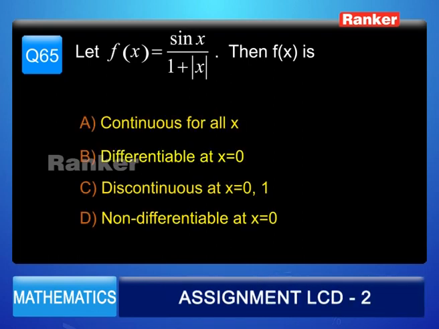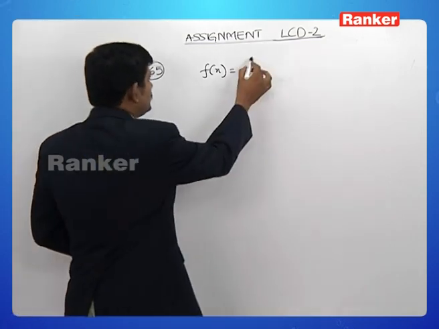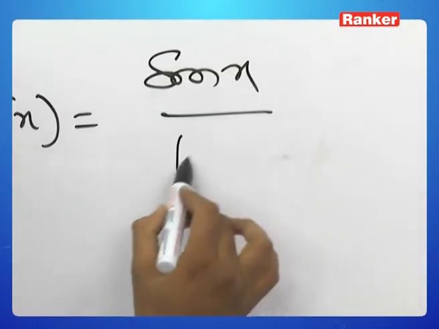Next question. Let f(x) is equal to sin x by (1 plus mod x). Then f(x) is option A, continuous for all x, option B, differentiable at x equal to 0, option C, discontinuous at x equal to 0 and 1, option D, non-differentiable at x equal to 0. We have to talk about continuity and differentiability of the function f(x) is equal to sin x by (1 plus mod x).